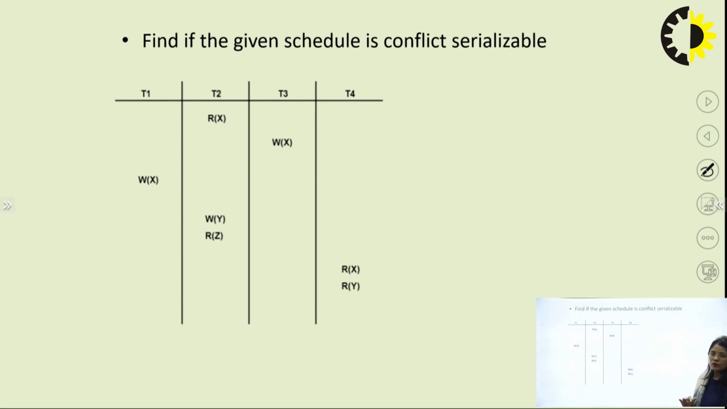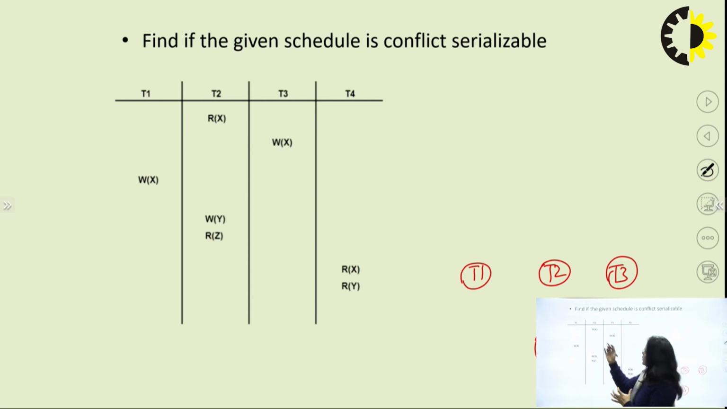Now we can have another example. Okay, so in this example we have taken a more complicated example. We have taken a schedule in which there are 4 transactions, right? So how will we make that precedence graph? How many nodes will this precedence graph have? T1, T2, T3 and T4. 4 nodes will be there because there are 4 transactions in the schedule.